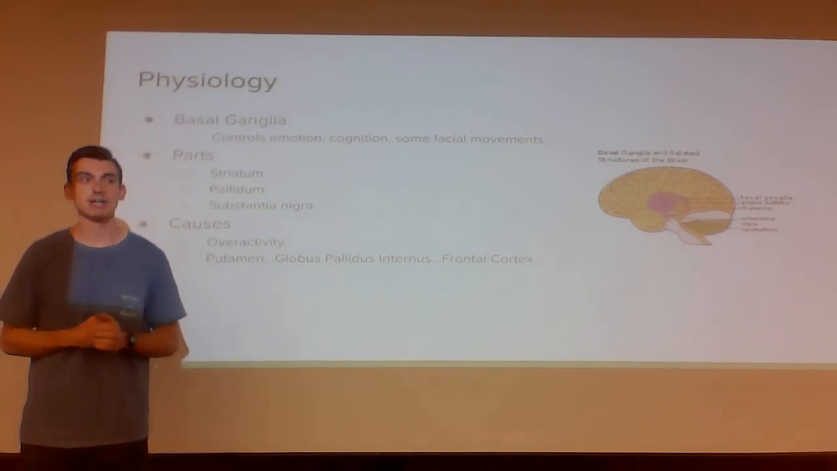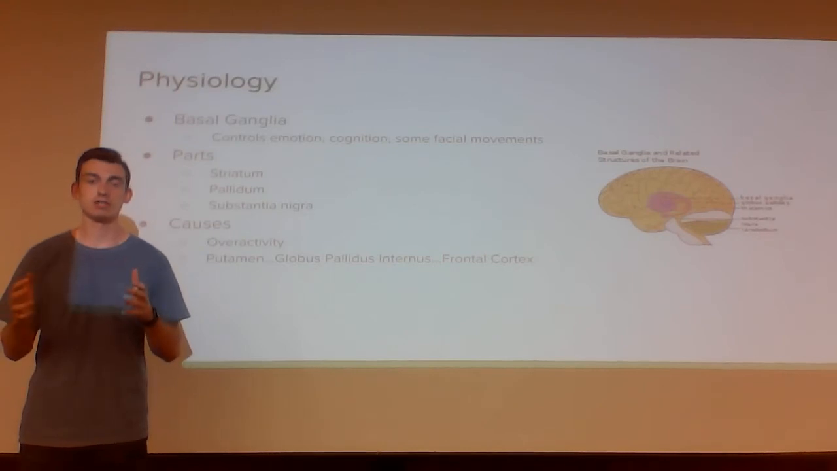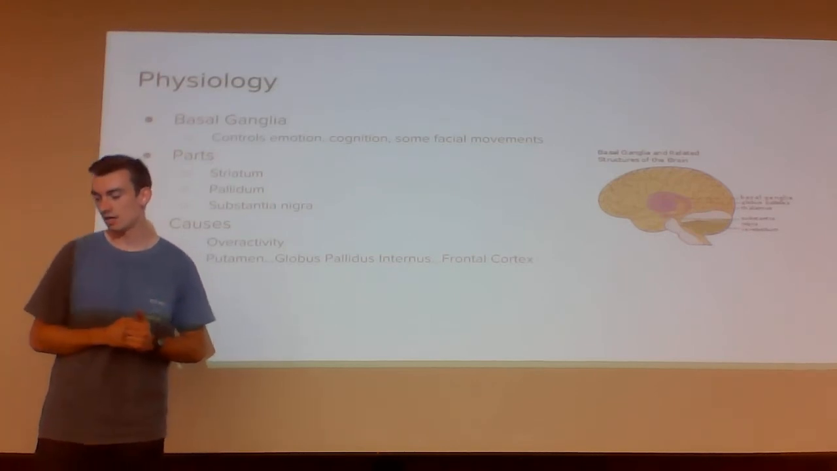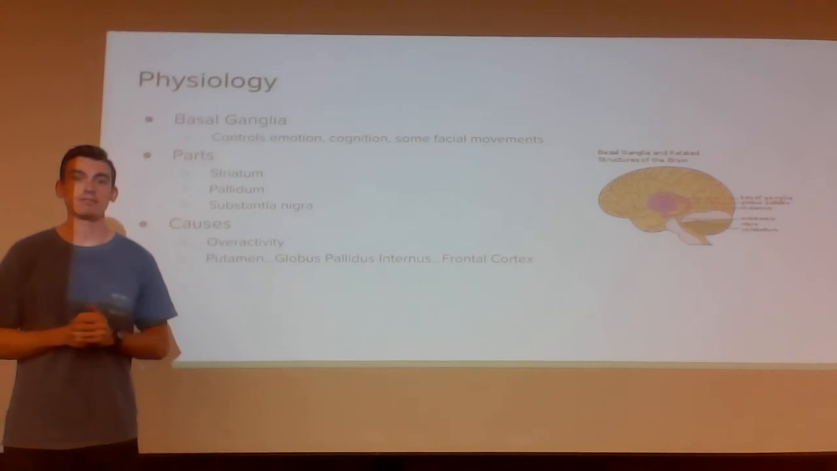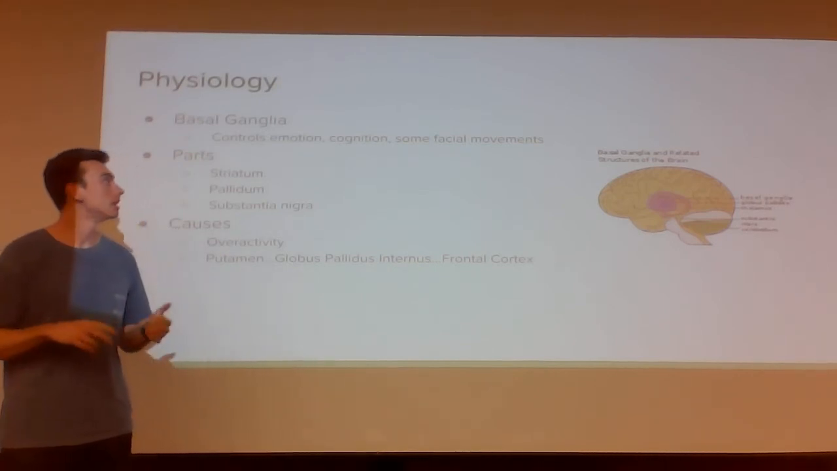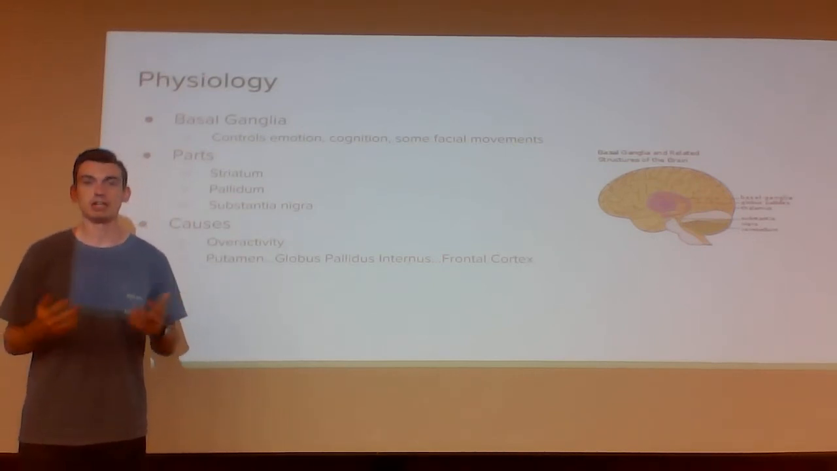What they have found is that in people with Tourette's, there are different physiological things going on in their brain, in their body, whether it's signaling receptors or different parts of the brain. So we're just going to jump into that. There's a lot involved with the basal ganglia, which controls emotion, cognition, and some facial features, including blinking of the eyes and grinding of the teeth, which are common symptoms of Tourette's.